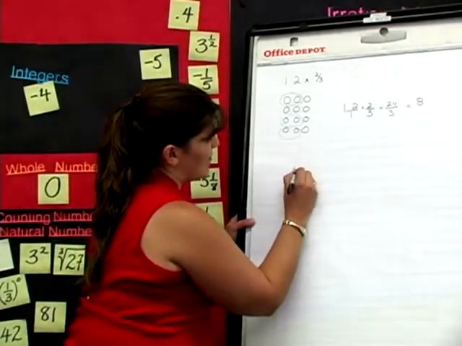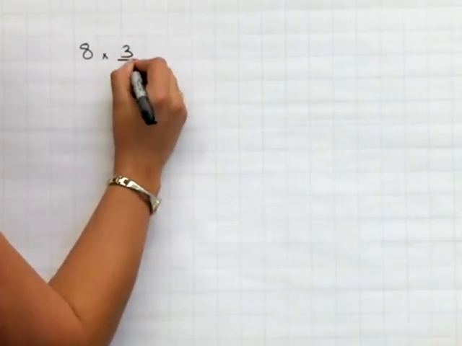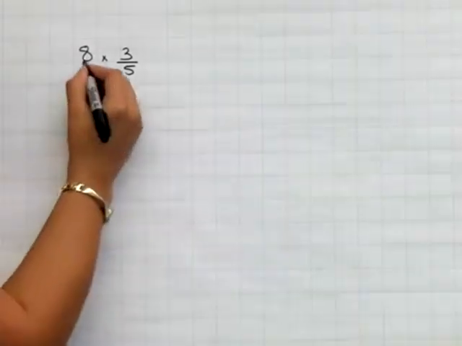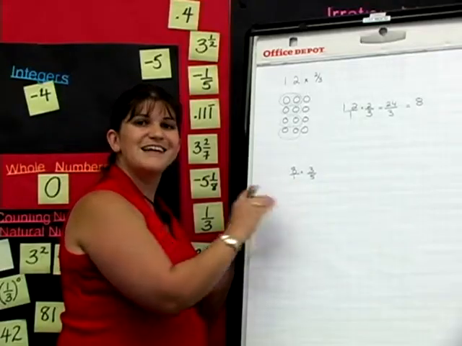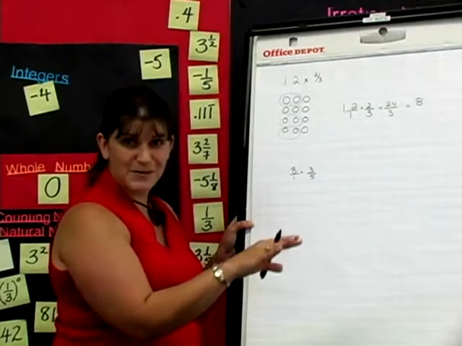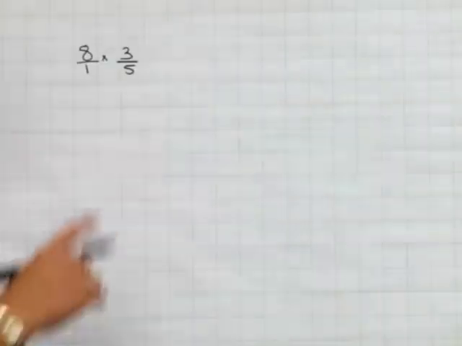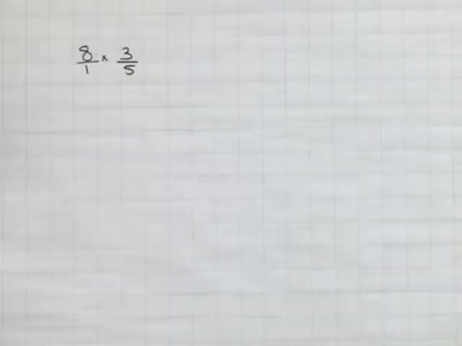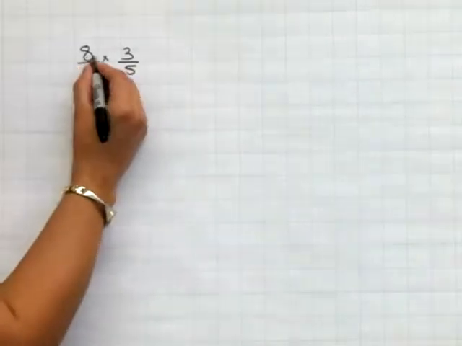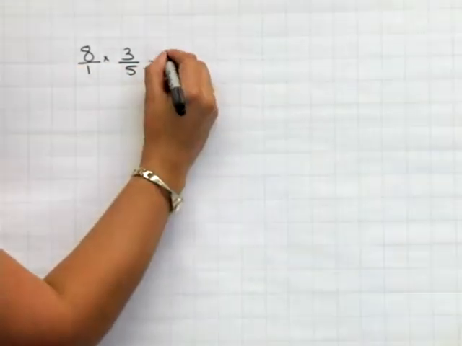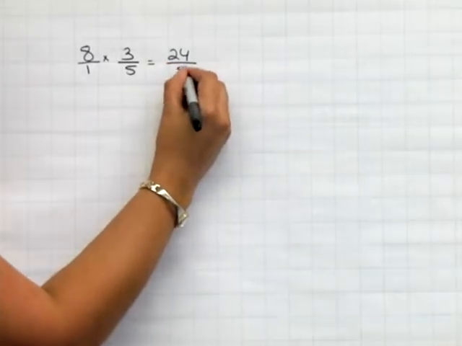If we have 8 times 3/5, again, we're going to add the denominator of 1. Now, remember before when we needed the common denominators when we're adding and subtracting? You don't need that here. It doesn't matter that they're different denominators. The reason is we're multiplying straight across. So 8 times 3 is 24, and 1 times 5 is 5.